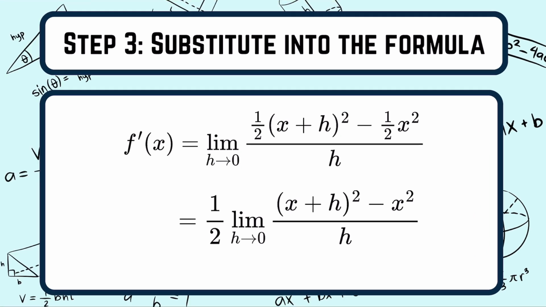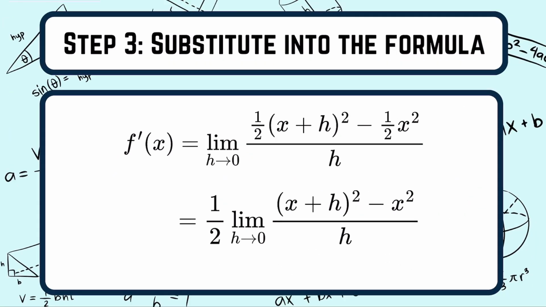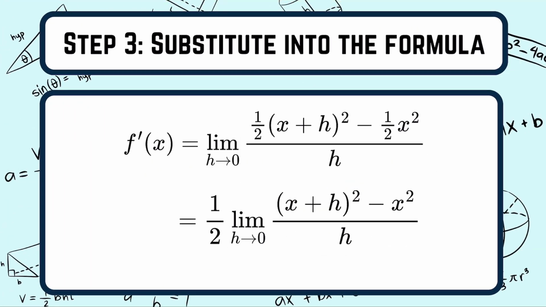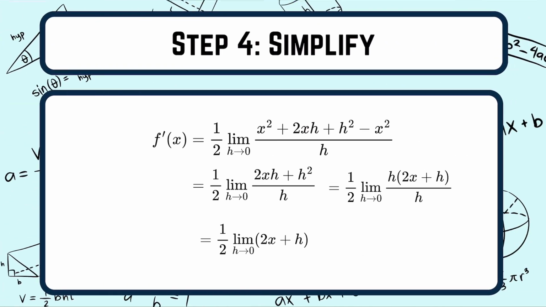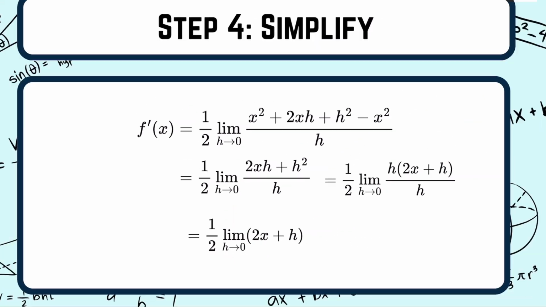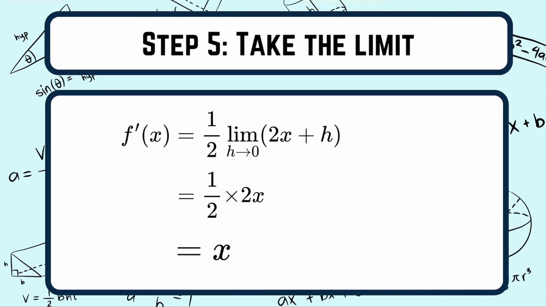And then we can factor out 1 over 2 from the numerator and put it in the front. So it will look something like this. And then the next step is we simplify. So we expand the squares and then we cancel the like terms. And then finally we get 1 over 2 times the limit of 2x plus h as h approaches 0. And then lastly we take the limit.